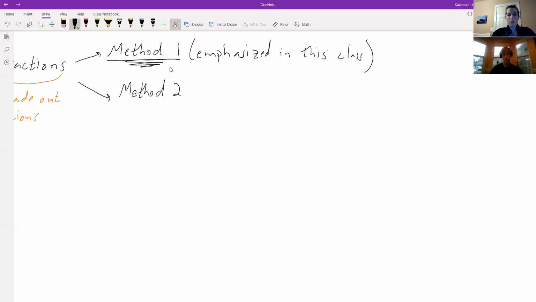Okay, so that's what I'm going to emphasize in this class, and partially just for time constraints and partially just to avoid confusion. I don't think we need to be learning multiple methods of doing the same thing unless we have to. Remember back with like substitution and elimination, we had to absolutely learn both of those. Method 1 and method 2, I'm going to say I'll leave that for future classes.